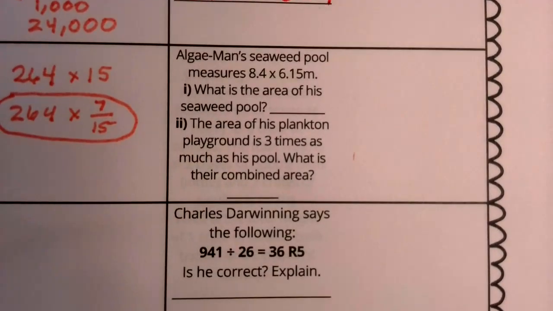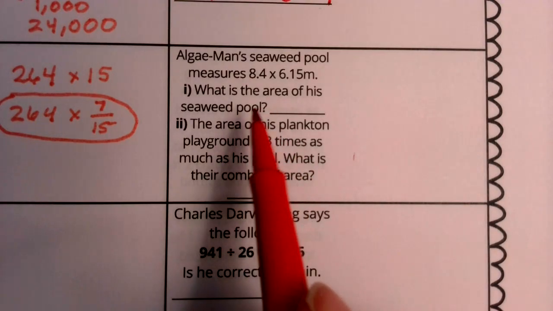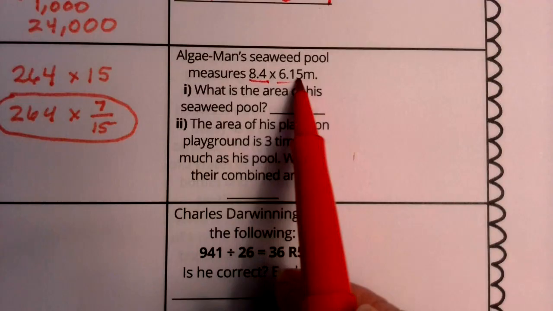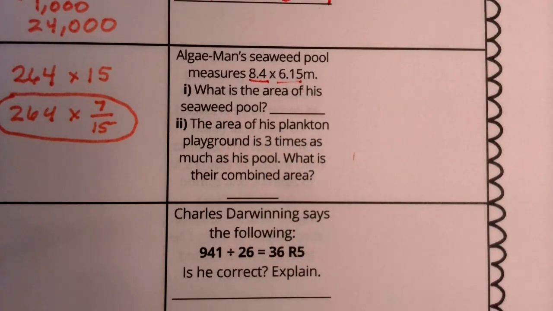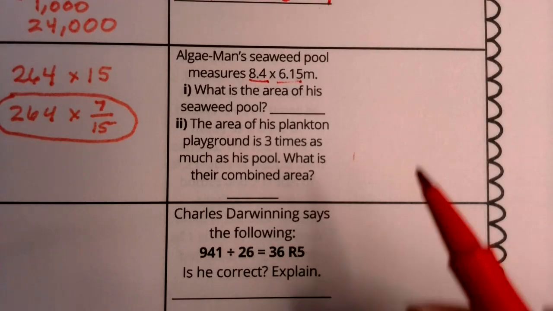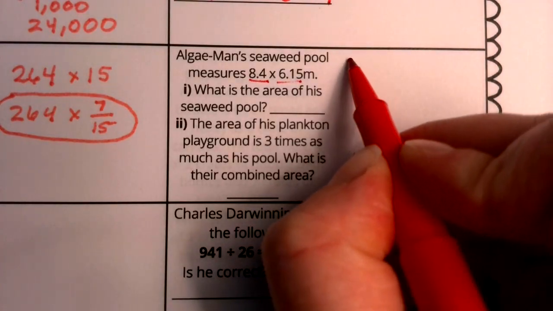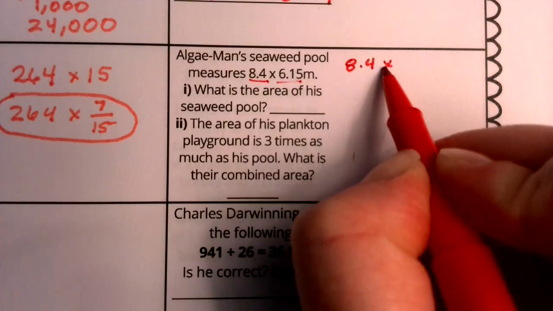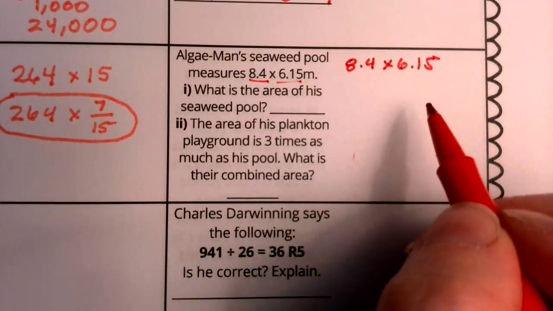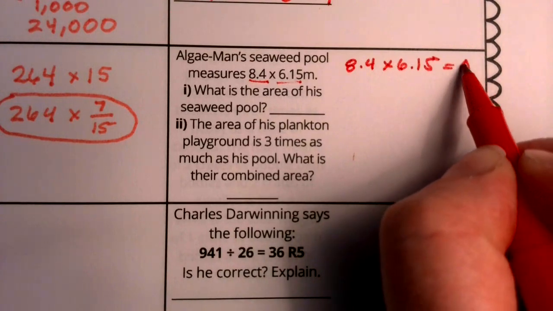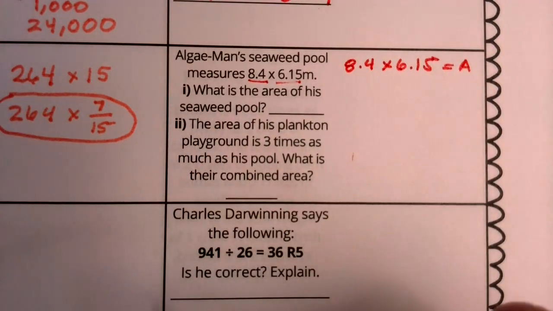Okay? Now let's go to this. Algae Man's seaweed pool measures 8.4 by 6.15 meters. What is the area of his seaweed pool? Well, really what I'm needing to do here is multiply this times this because I know that the length times the width is going to give me the area, and I'm needing to report the area, okay?